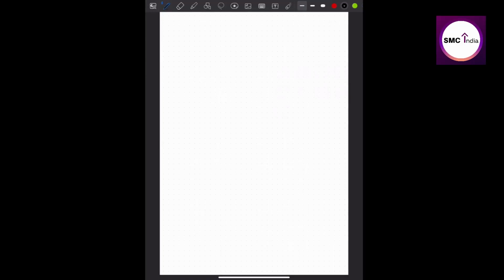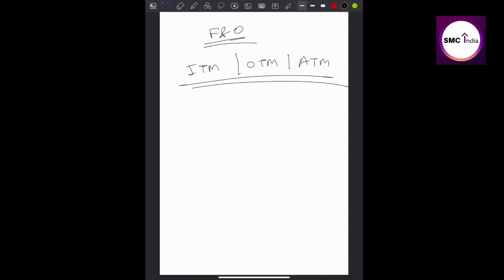Now, in this second session of FNO, we will learn what is in the money, out of the money, and at the money. For that, first we need to understand what is strike price. Let us take the example of Bank Nifty. Let's say Bank Nifty is trading at 40,000.